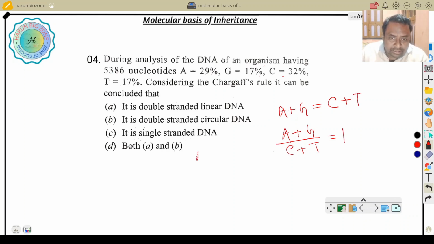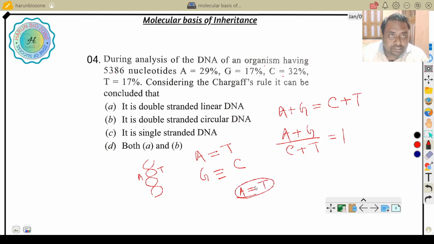Or according to the Watson and Crick model, adenine always binds with thymine and guanine always binds with cytosine by 3 hydrogen bonds. So in a double helical structure, if one strand contains adenine, then definitely the opposite strand contains thymine. So when adenine and thymine are equal in number, equal in percentage, that is double stranded DNA. If the adenine, thymine, guanine and cytosine concentrations are different, that means this is single stranded DNA. So here adenine 29% and thymine 17% means the number of adenine and thymine are different. Different means it is a single stranded DNA, not double stranded DNA.